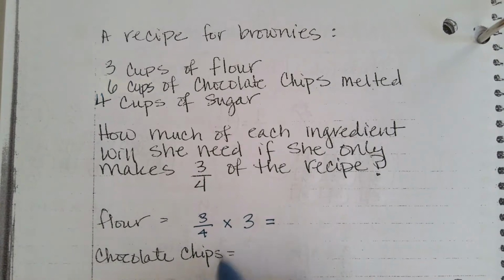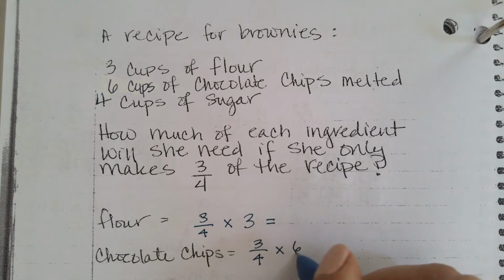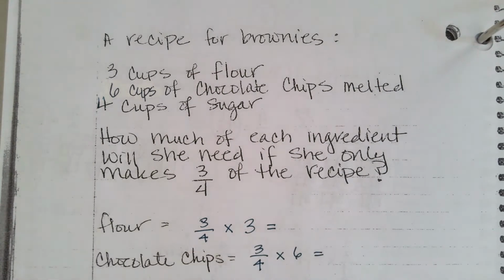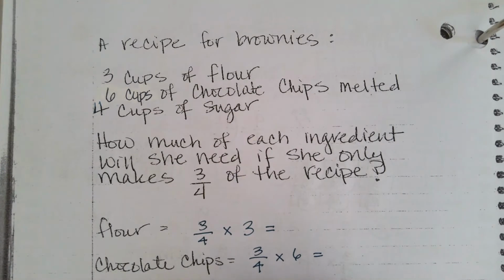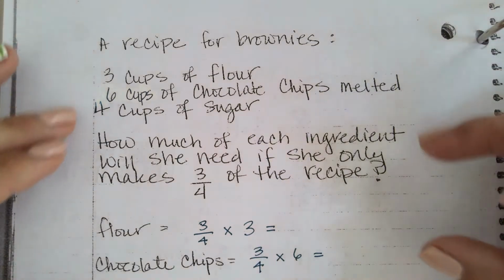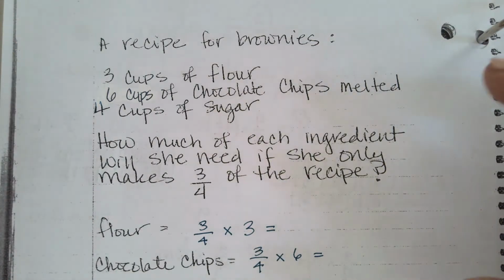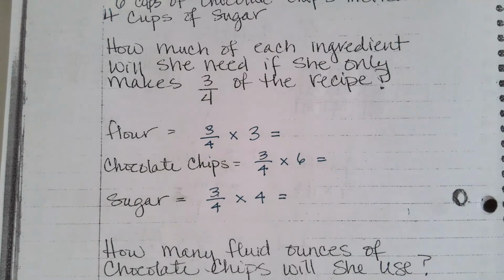Now, what about chocolate chips? So we need to take 3/4 of 6 cups. And then we need to take 3/4 of 4 cups. And that will give us our new measurement. So now we're changing the recipe. We don't want to make a full recipe. Instead, we're making 3/4 of that recipe. All right, so can you solve that? That's going to be the way to do it.